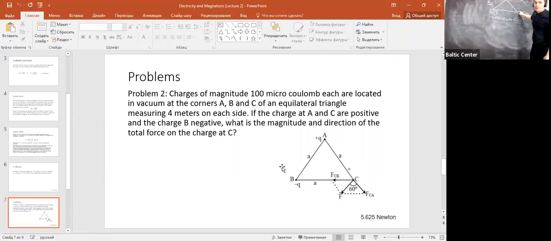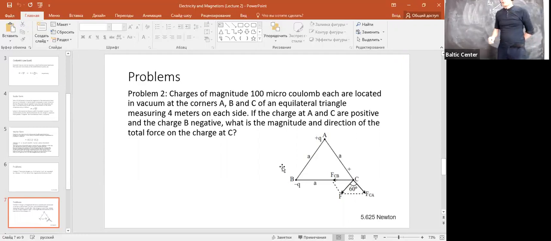These 2 charges are positive. It means this charge repels this one in this direction. This one is positive and this one is negative. It means these charges attract this one in this direction. So we can calculate the total force at the point C. So the total force is directed in this direction.